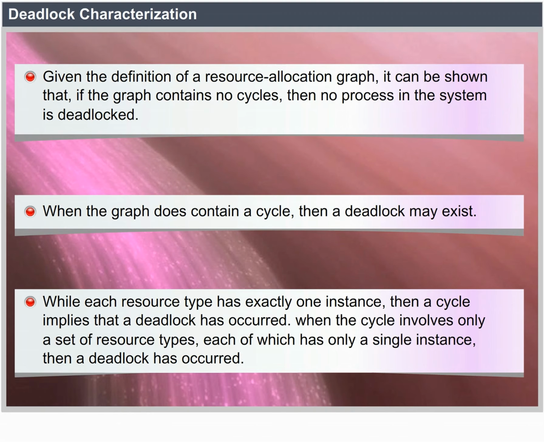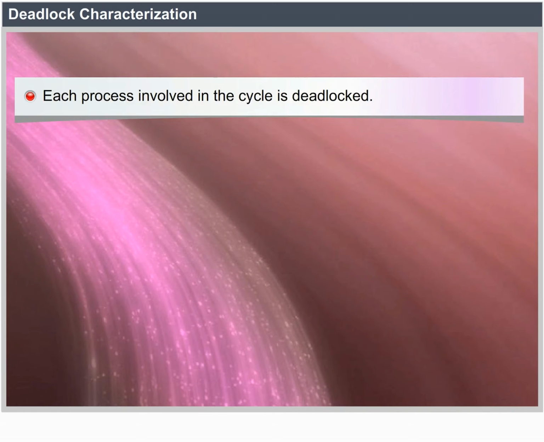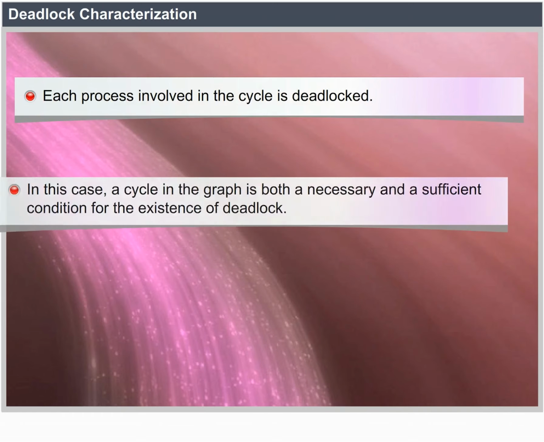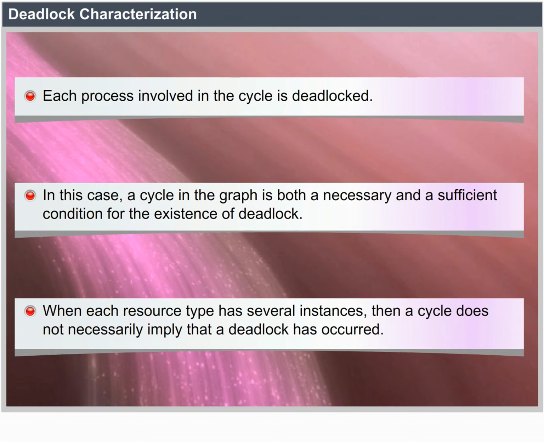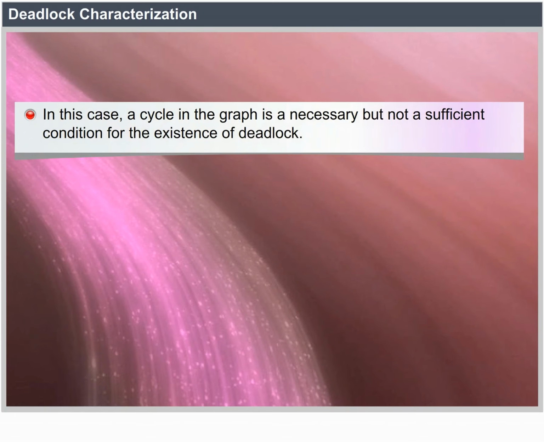If the cycle involves only a set of resource types, each of which has only a single instance, then a deadlock has occurred. Each process involved in the cycle is deadlocked. In this case, a cycle in the graph is both a necessary and a sufficient condition for the existence of deadlock. If each resource type has several instances, then a cycle does not necessarily imply that a deadlock has occurred.